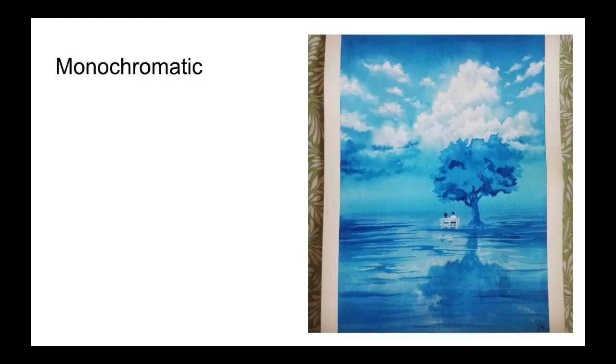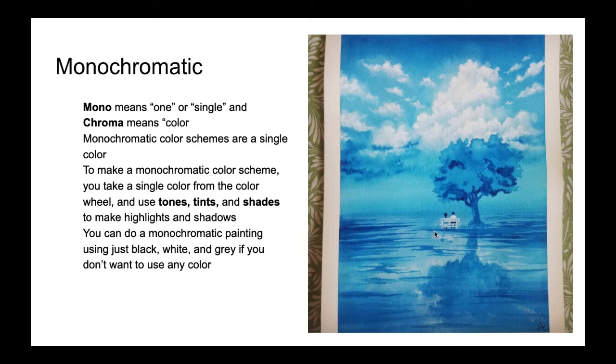All right, so let's get into color schemes. Our first color scheme is what's called monochromatic. So monochromatic color uses a single color. So mono means one or single, and chroma means color. So monochromatic color schemes are a single color. So you're going to take just one color, and then you're going to add tones and tints and shades to get your highlights and your shadows.